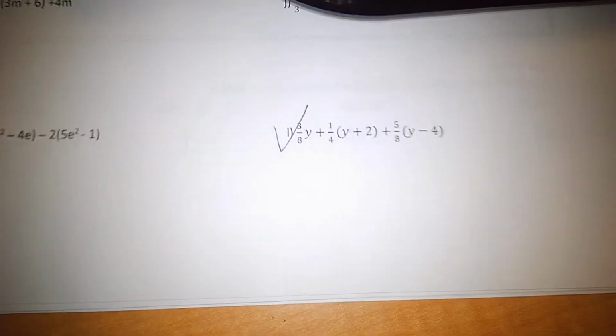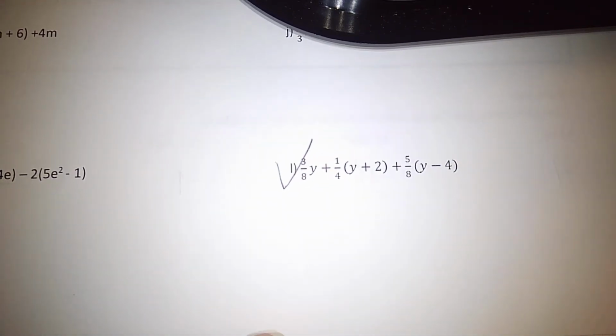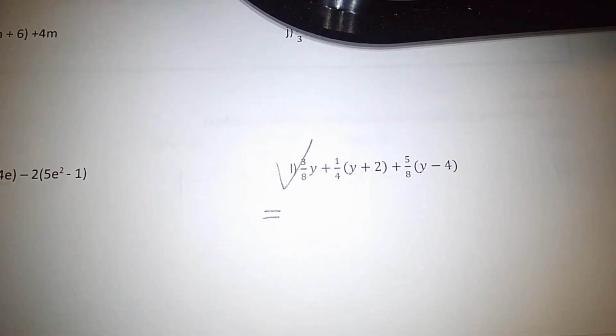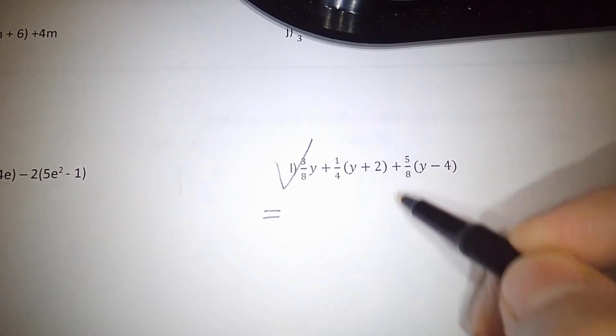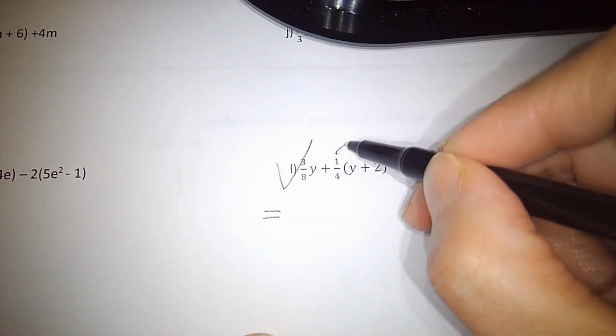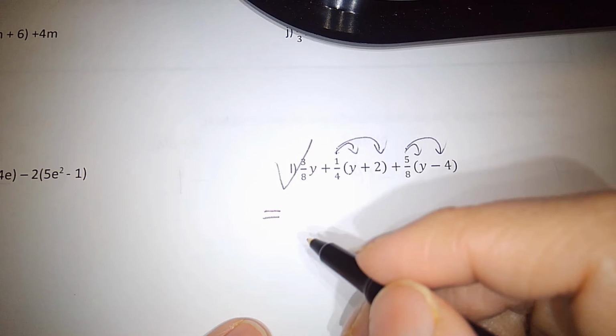Question L. This one, yeah. 3/8 xy plus 1/4 y plus 2, plus 5/8 xy minus 4. What do we do at first if we have parentheses? Get rid of the parentheses, right?